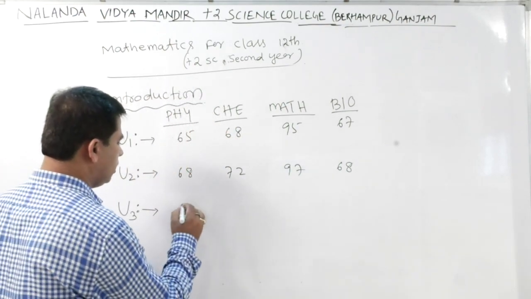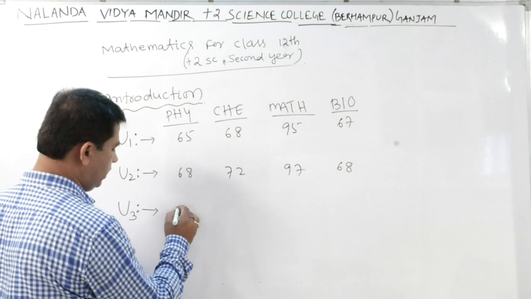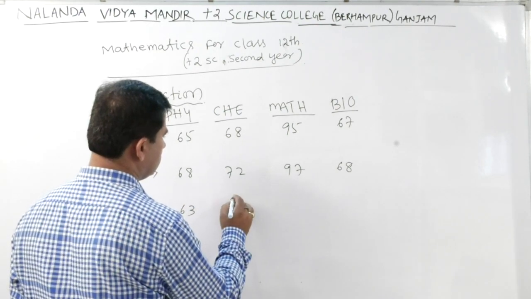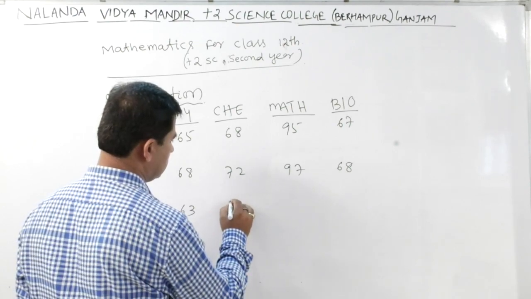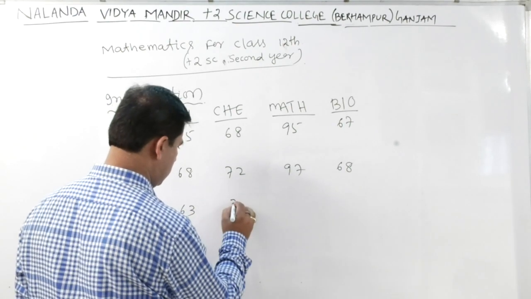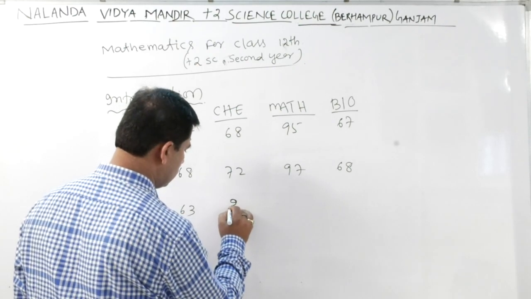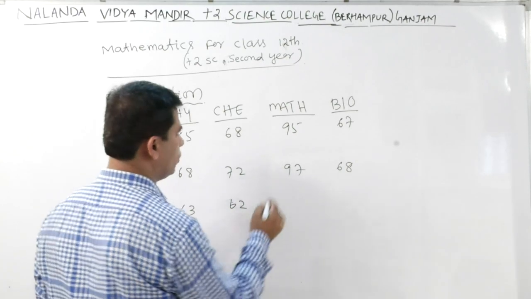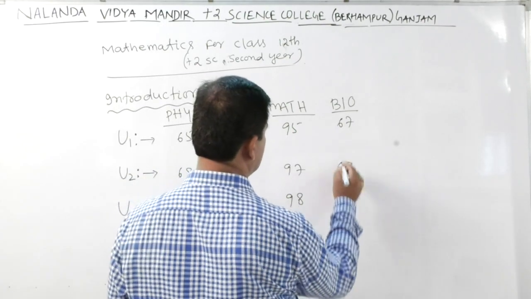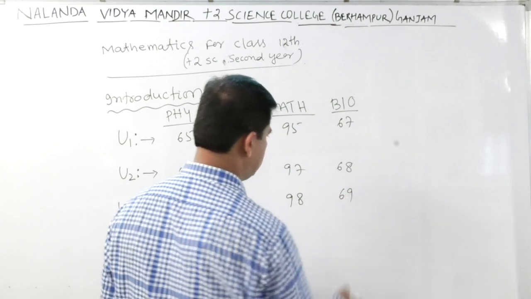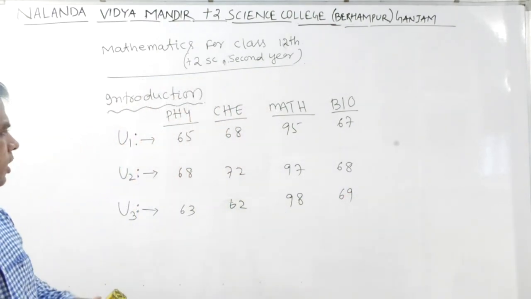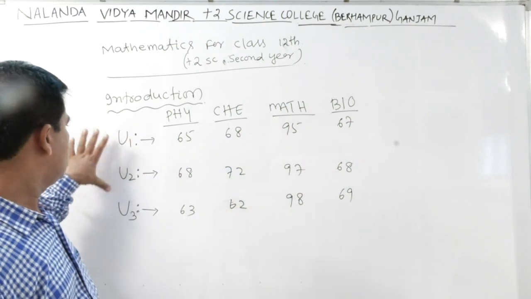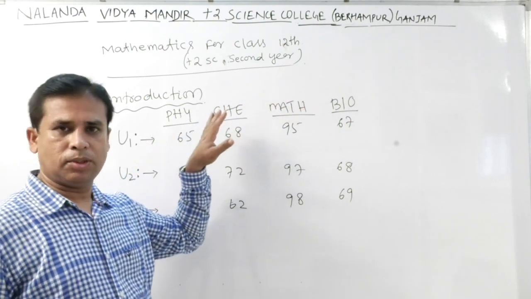Similarly, in unit test 3, your score is 63 in physics, in chemistry 62, in mathematics 98, and in biology 69. Now these data are your scores in the respective units and subjects.